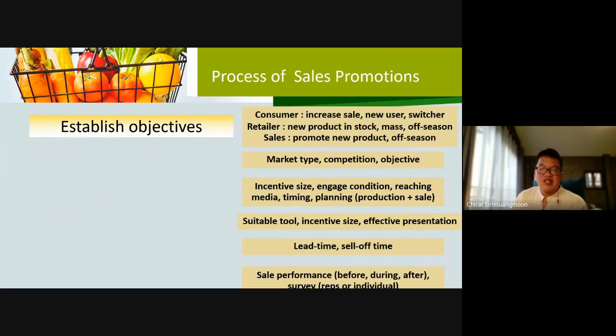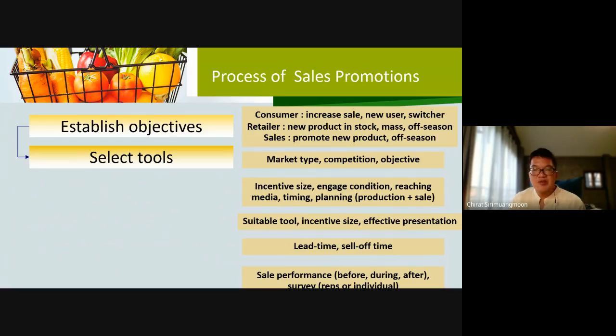And then you can do it in the off season for agricultural products. The sales perspective is also to promote the new product, and the off-season perspective too. Off-season means it's not available at that time, but sales promotion can have an objective to encourage them to buy the off-season products.